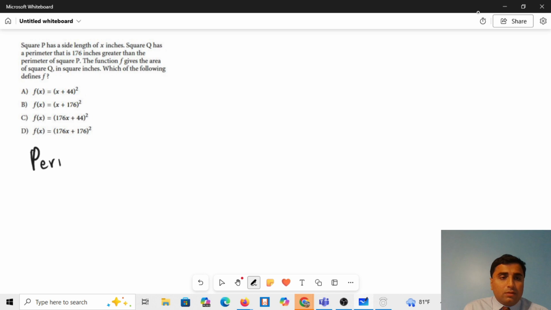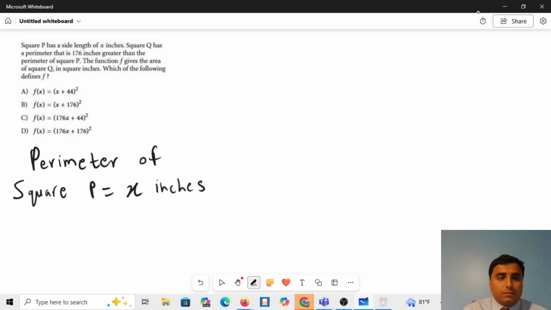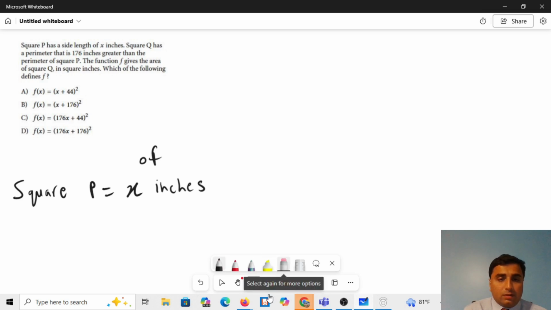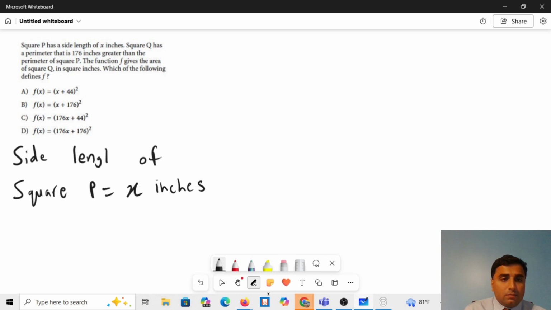Perimeter of square P is equal to x inches. Excuse me, not the perimeter, the side length. A mistake here. Side length.